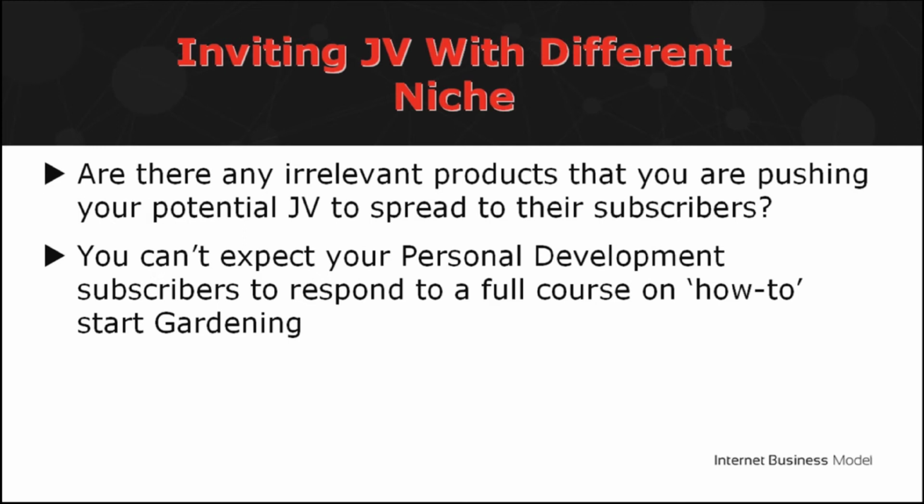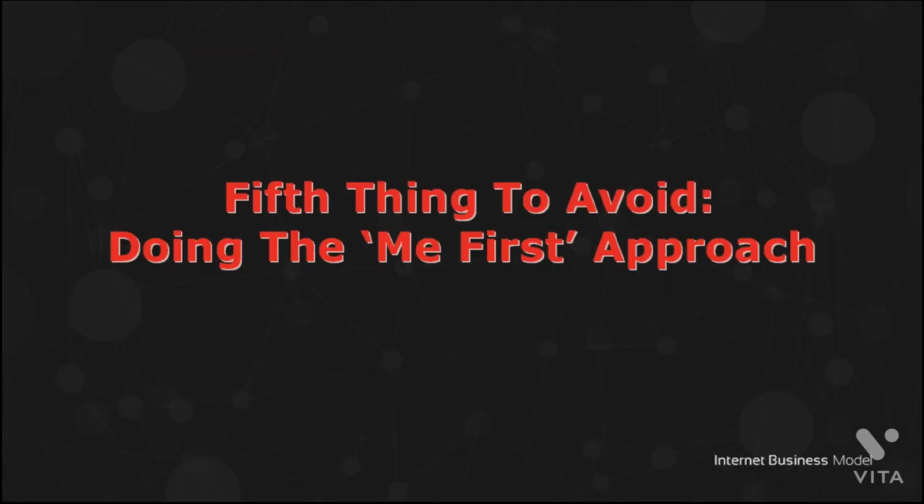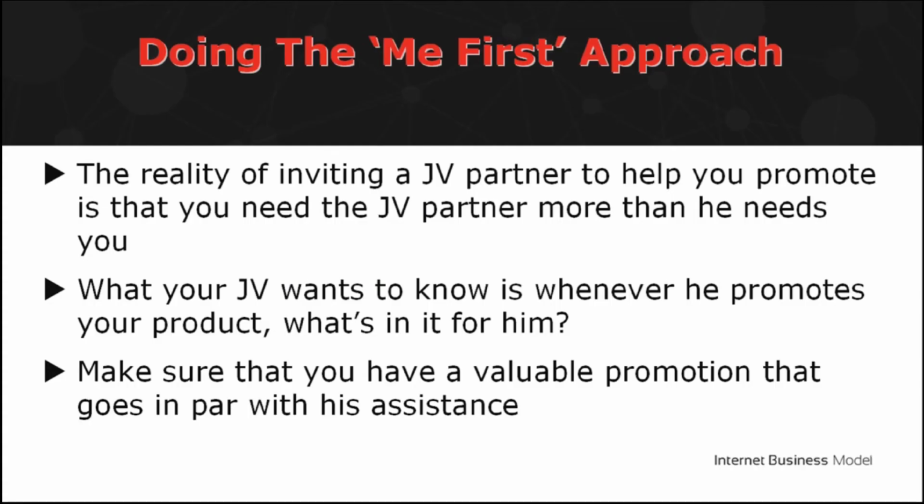The last thing to avoid is doing the me first approach. This is one of the most ineffective approaches. The reality of inviting a JV partner is that you need the JV partner more than he needs you. What your JV wants to know is, whenever he promotes your product, what's in it for him. So ensure that both of you have a promotion that requires more or less the same effort from each other to keep things in balance. These are the top 5 things to avoid when striking up potential JV partners.